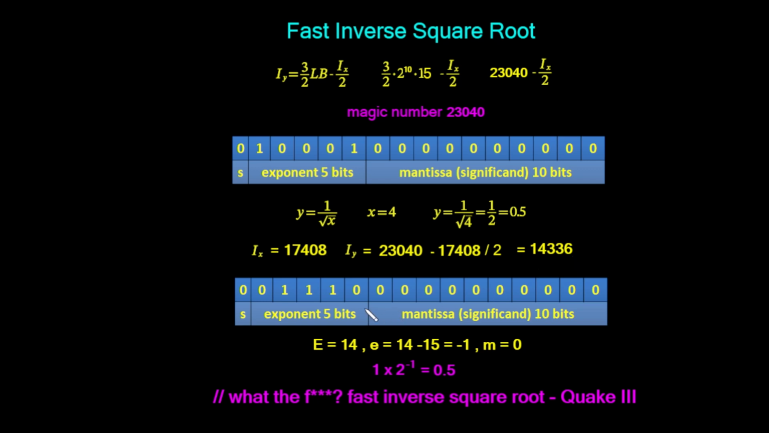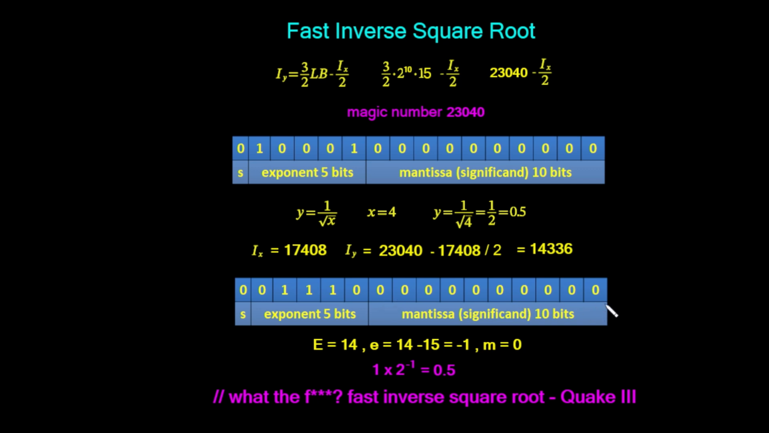14,336. So whenever you work out what this number is, you're going to have 1, 2, 4 and 8. So 2, 4 and 8 gives us the exponent value of 14. So that's the biased exponent. And then we take away the value of 15. When you take away the value of 15, we get 14 minus 15 is minus 1. So that's 2 to the power of minus 1.